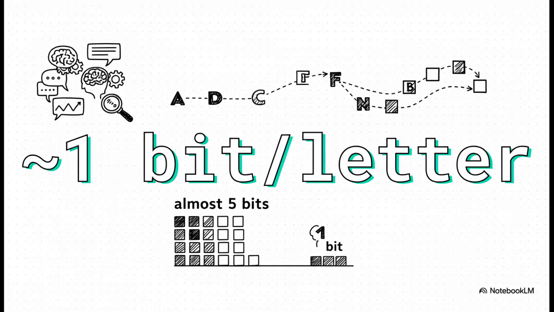So what does that mean in the real world? Well, Shannon figured out that the entropy of written English is only about 1 bit per letter. Now, think about this. If every letter in the alphabet was equally likely, it would take almost 5 bits to represent each one. This just shows you how much redundancy is baked into our language. It turns out we are surprisingly predictable creatures.